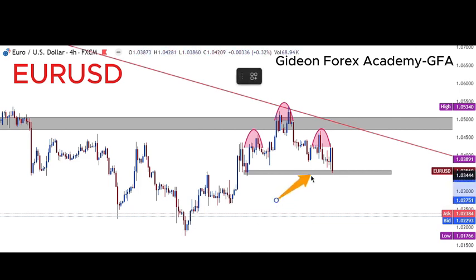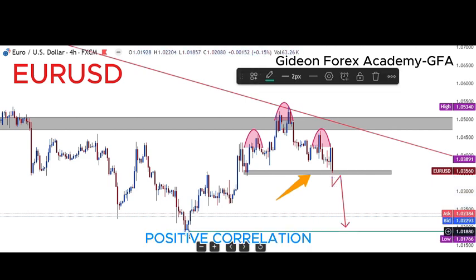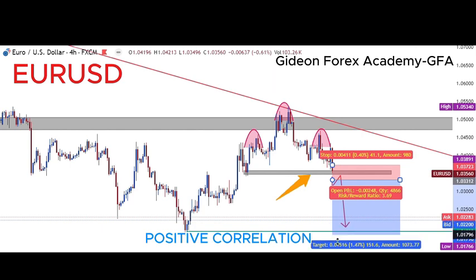Okay, so what we are looking at is a break below here, a slight retest, then a drop all the way to the downside here. This would be our target right here. This is our first target. So we are looking at selling all the way down here. That would be a significant number of pips to the downside.